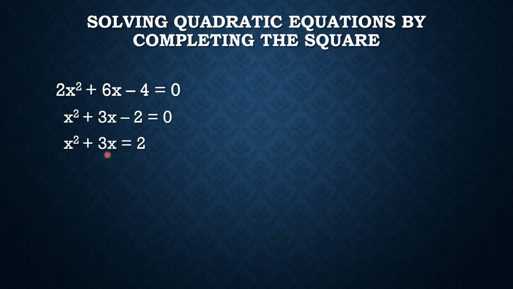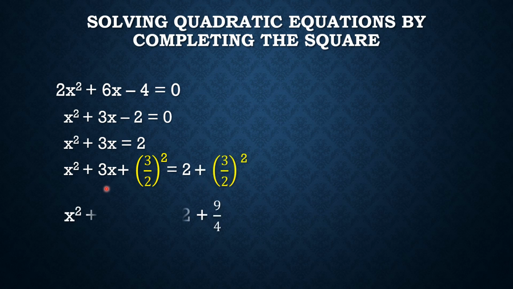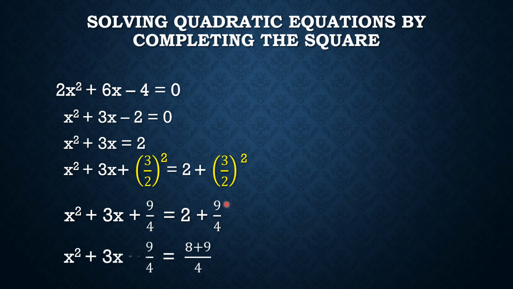Completing the left side of our equation to make this a perfect square trinomial, we have this. Okay, so take half the coefficient of x. So we have 3 divided by 2 and then square it. So, yan yung idadagdag natin sa left side at sa ating right side. By simplifying, we have x squared plus 3x plus, okay, 3 squared is 9, 2 squared is 4, equals 2 plus 9 over 4.